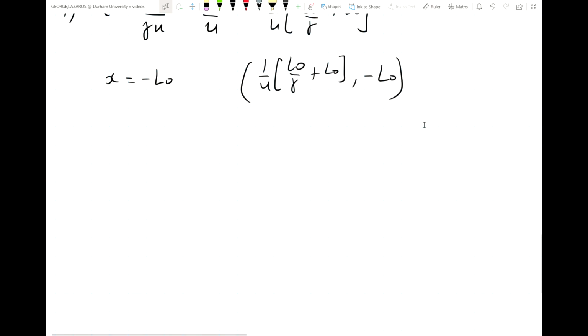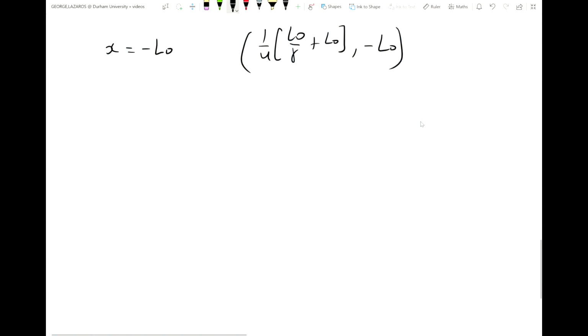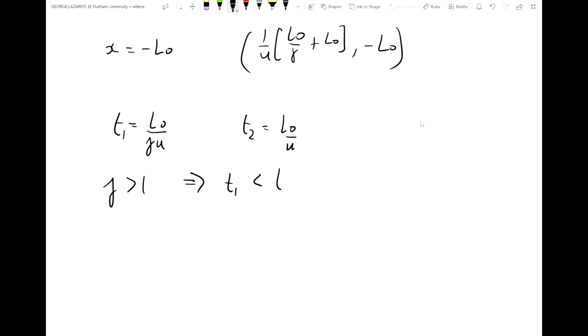So now we want to consider, will this missile actually hit B? If we first look at the time that the missile is fired, which we previously said was L0 over gamma u, and compare this to the time that the tip of B reaches the tail of A, we'll call this T1. So the time that the tip of B reaches the tail of A, that we also worked out previously, was L0 over u without the gamma factor. Since gamma is greater than 1, this implies that T1 is smaller than T2, or T1 happens before T2.